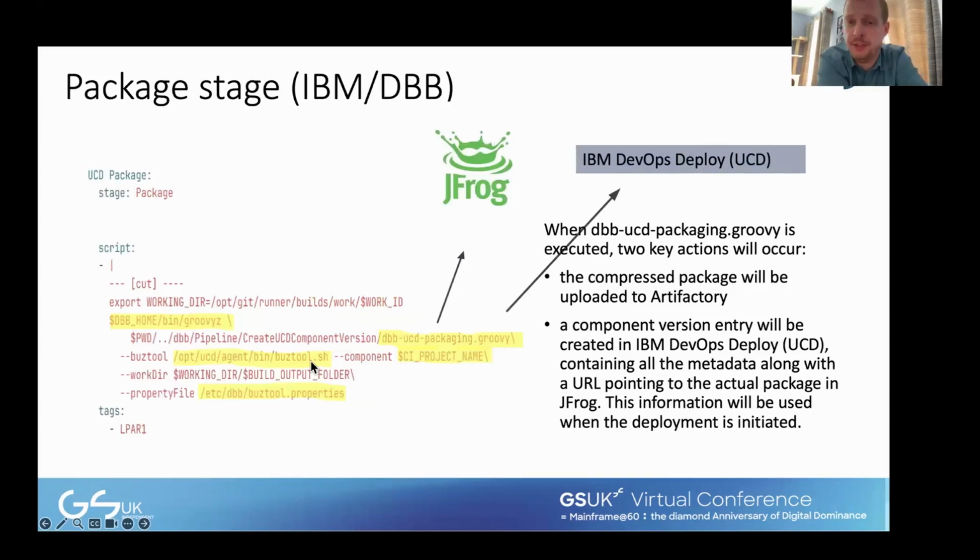Here's the package stage, so the middle one, right? At this stage, GitLab runs a script called dbb-ucd-packaging.groovy, which comes from the IBM DBB repository. The script does two things. First, it uploads the compressed package to the Artifactory and then creates a component version entry in IBM DevOps Deploy, so UCD, with all the metadata information about the build, including the URL pointing to the package in the Artifactory. And this is how you call it.